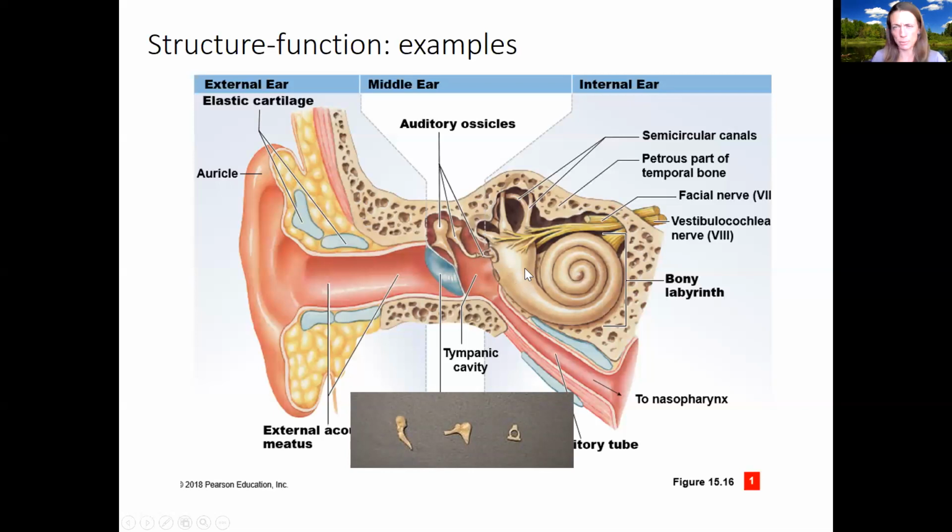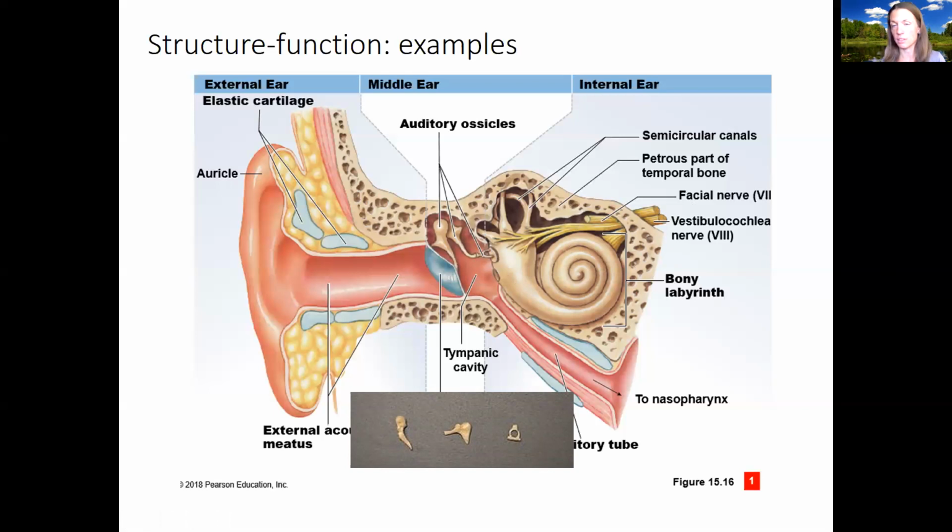Don't need to know this anatomy now. The point is that these structures, this snail-like thing here, are important for taking the external sound waves in the atmosphere and turning them into neural signals that our brain can process. So cool. And the structures of the ear are what allow us to do that.